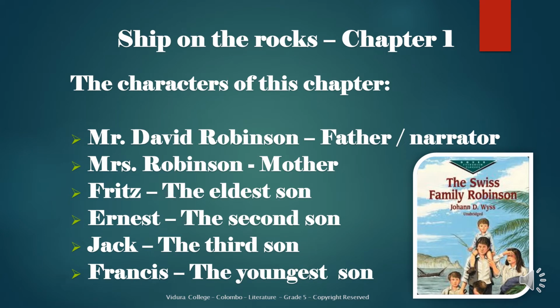Now let's see the main characters of this story. Mr. David Robinson, he is the father and the narrator of the story. Mrs. Robinson, she is the mother. Mr. David Robinson and Mrs. Robinson, they have 4 boys. Fritz, the eldest son, Ernest, the second son, Jack, the third son, and Francis, the youngest son.